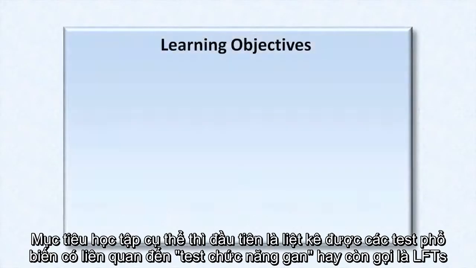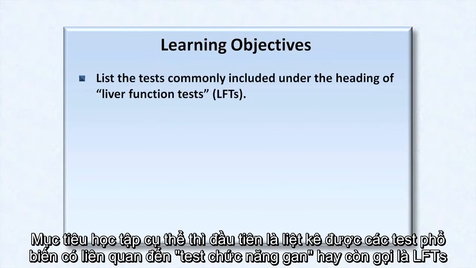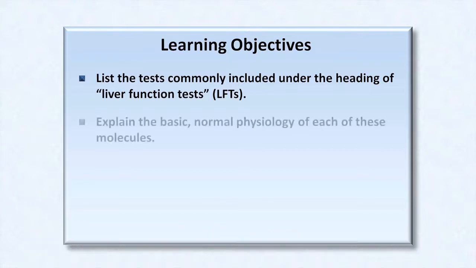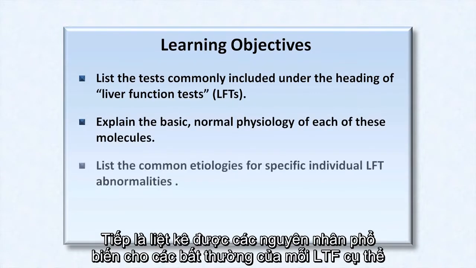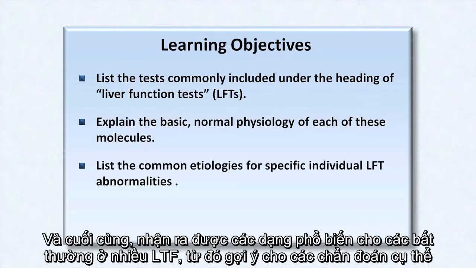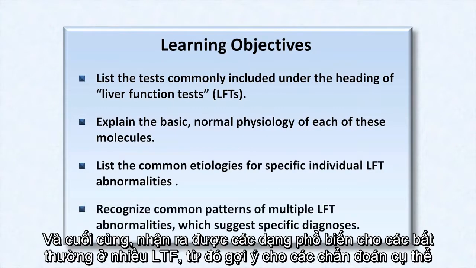The specific learning objectives are first to list the tests commonly included under the heading of liver function tests, more commonly known as LFTs. Second, to explain the basic normal physiology of each of these molecules. Next, to list the common etiologies for specific LFT abnormalities. And last, to recognize common patterns of multiple LFT abnormalities which suggest specific diagnoses.